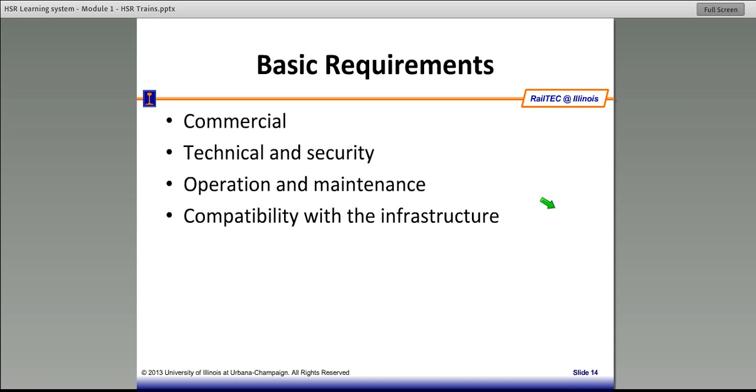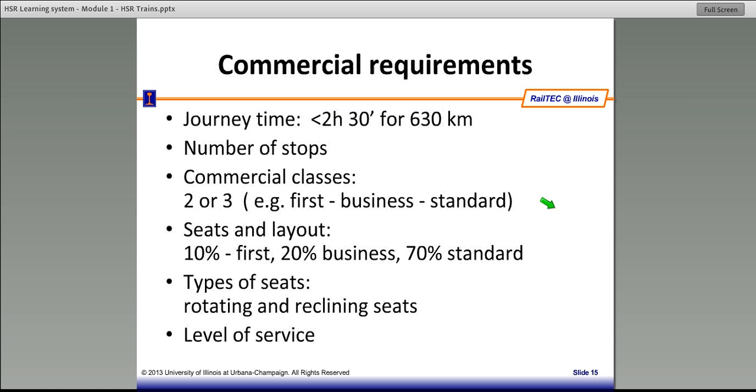Basically, there are 4 types of requirements you can put on the train you would like to select. First of all is the commercial requirement. Secondly is the technical and security requirement. Third is how you want to operate and maintain it. And fourth is your infrastructure. How was your infrastructure built? And so you have to select or design your train accordingly.